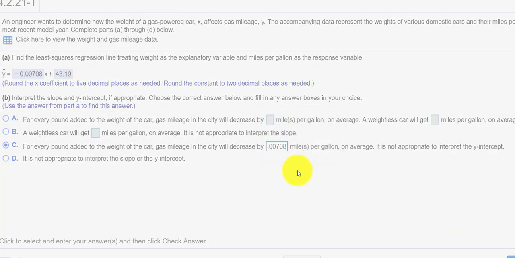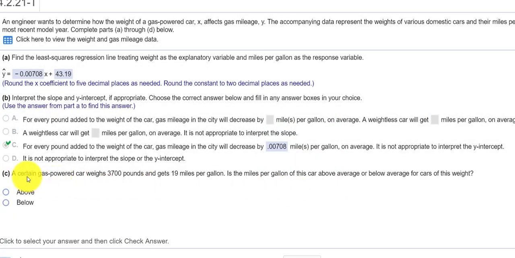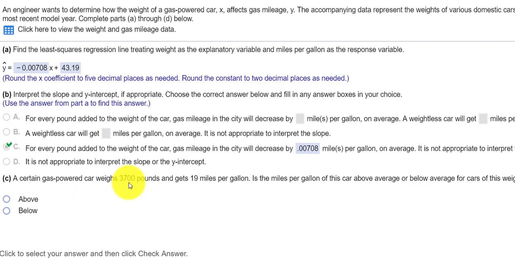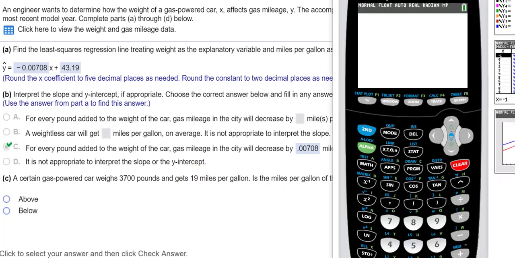Oh, it worked. And then the last piece, it says a certain gas-powered car weighs 3,700 pounds. So now we know the weight. The weight's 3,700 pounds. So I can plug in or substitute 3,700 into x, which represents my weight, to see, do I get more than 19 miles per gallon or less? So I have to pull out my calculator. Okay, so let's use this equation.